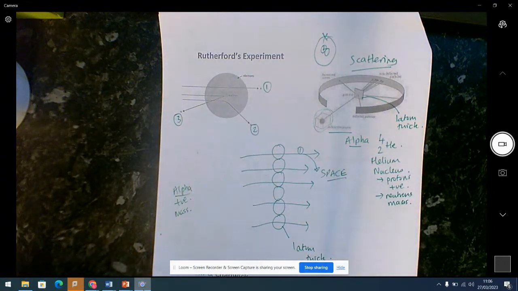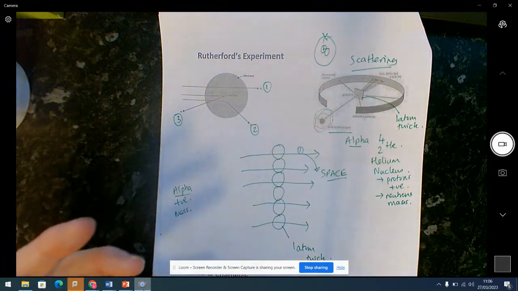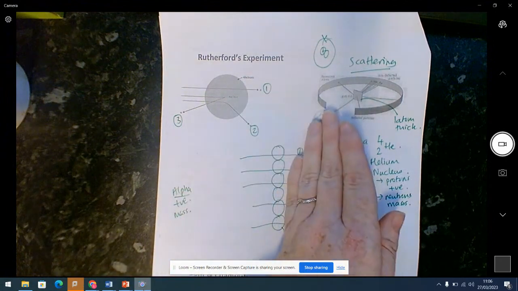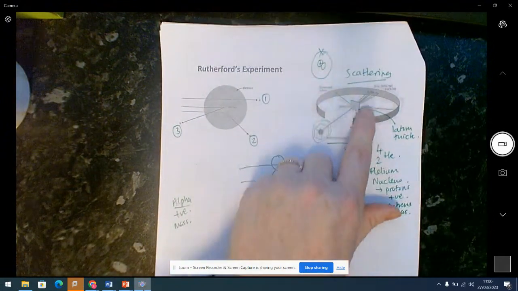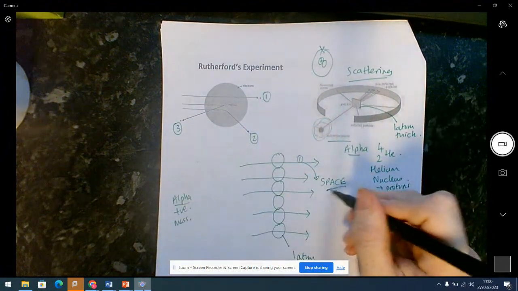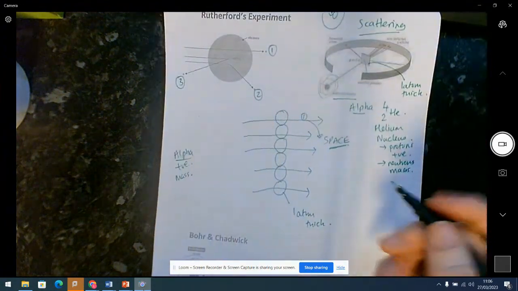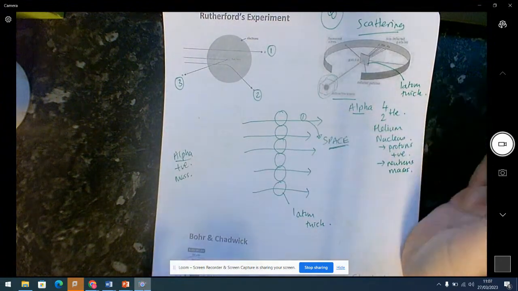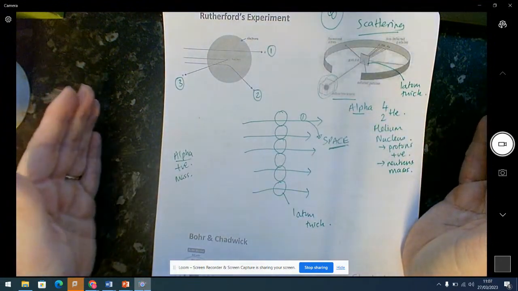So we know from plum pudding that plum pudding was dense. If in fact that was the correct model of the atom, we would expect to see none of the alpha radiation passing through. But as you can see from the experiment, the vast majority did. So that told us that most of the atom is in fact made of space. So it allowed us to say, well, actually plum pudding mustn't be correct.